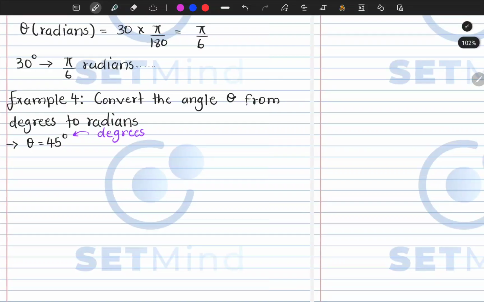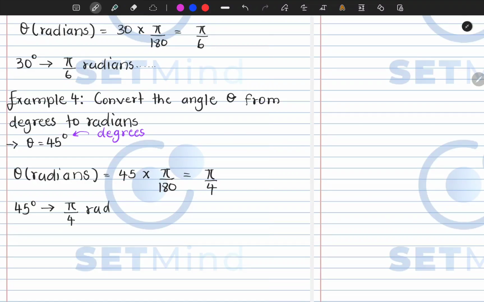Example 4 still requires us to convert our angle, in this case 45 degrees, to radians. Our formula does not change. Our angle in radians, you should be getting a hang of it, will just be 45 multiplied by pi over 180. And this 45 over 180 goes 4 times, so it will be 1 over 4. This gives us just pi over 4. So this means when you are working with trigonometry, wherever you see 45 degrees, this is equivalent to pi over 4 radians.